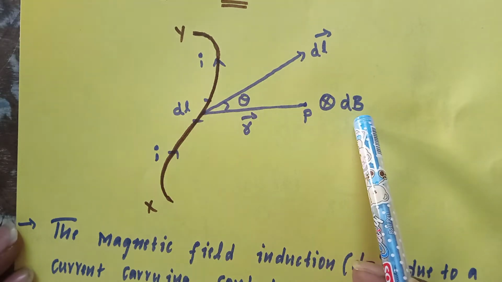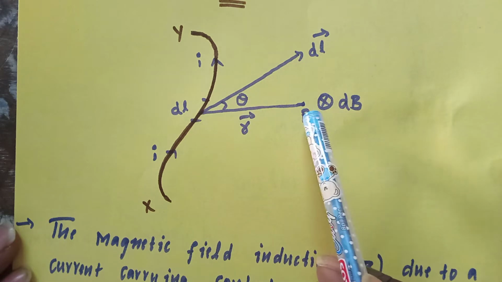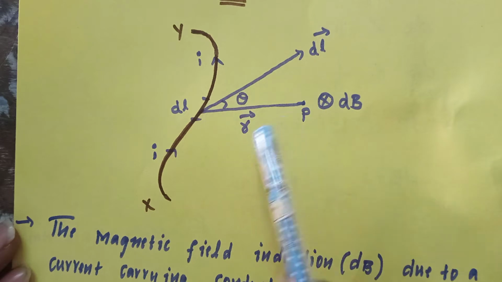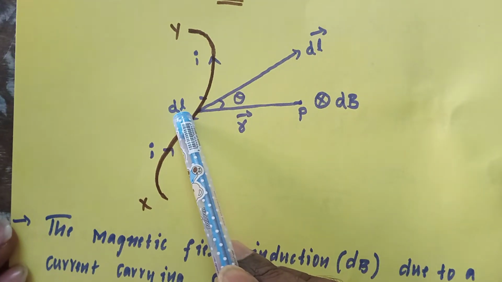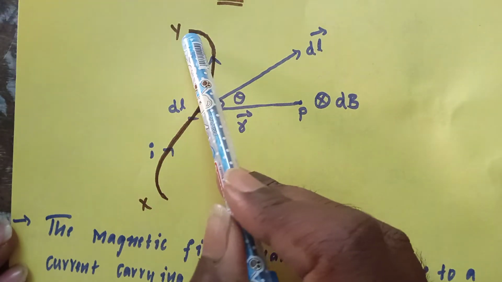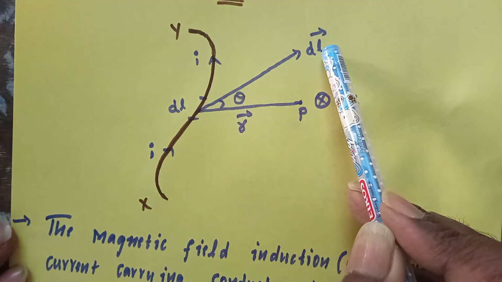dB is the magnetic field induction. R is the distance from the current carrying conductor to point P. dl is the length of the small element. Now, the current carrying conductor has one end X and the other end Y. dl also gives the direction of the small element.